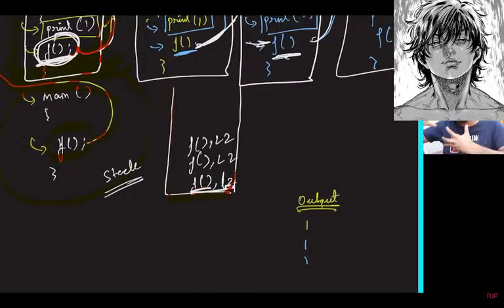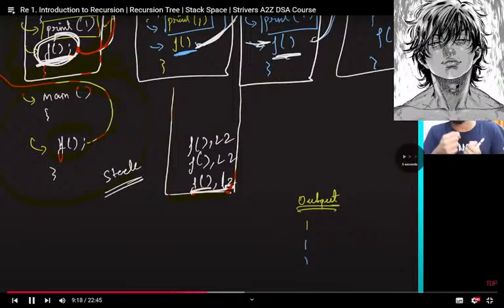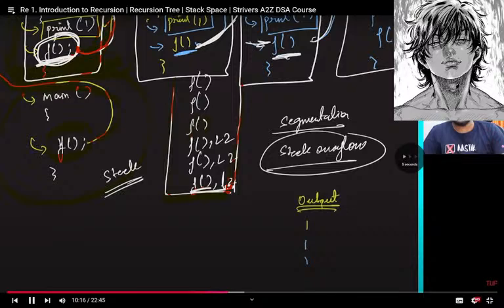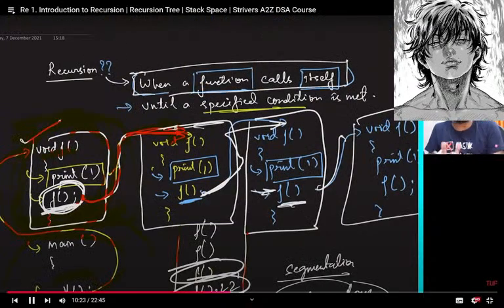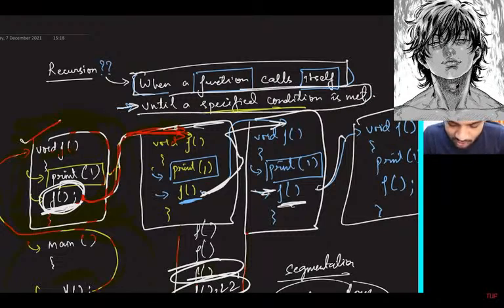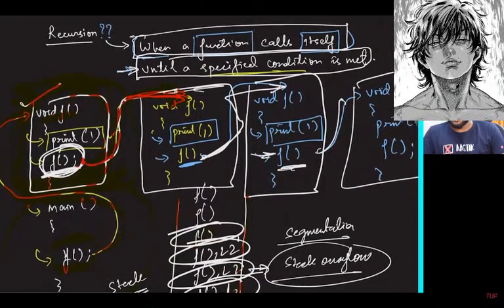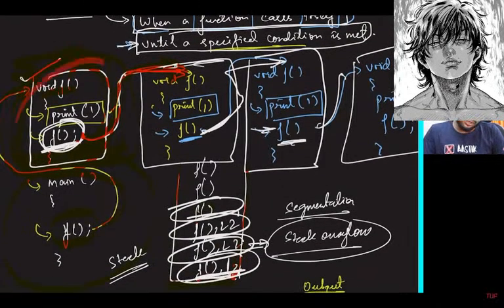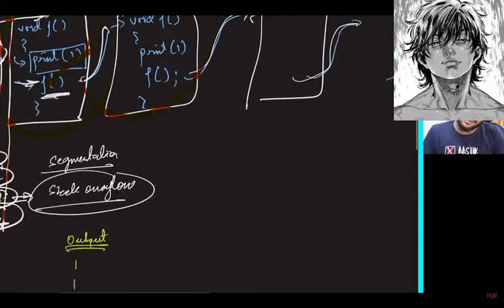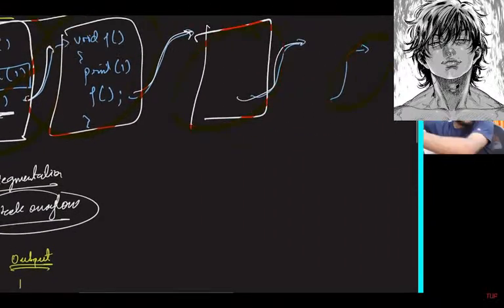Now remember, if you keep on calling, it might go beyond that. This happens when a function calls itself. I hope you have understood how the function call calls itself. Now we are going to understand until a specified condition is met. What does this mean? If you carefully observe, we call this, then this guy called this, then this guy called this, then again this guy called this. It will keep on going, but there has to be a condition where you stop calling.